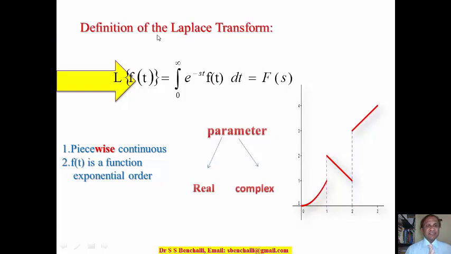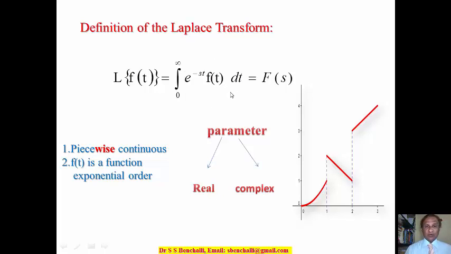So we can use the same definition in another form. Friends, here we are going to transform two variables, namely t and s. So I am going to transform t to s. How are we going to transform t to s? Using the integral symbol. Is it clear? So the integration from 0 to infinity of e raised to minus st f of t dt is equal to F of s. Here s is the parameter. It may be real or it may be complex.